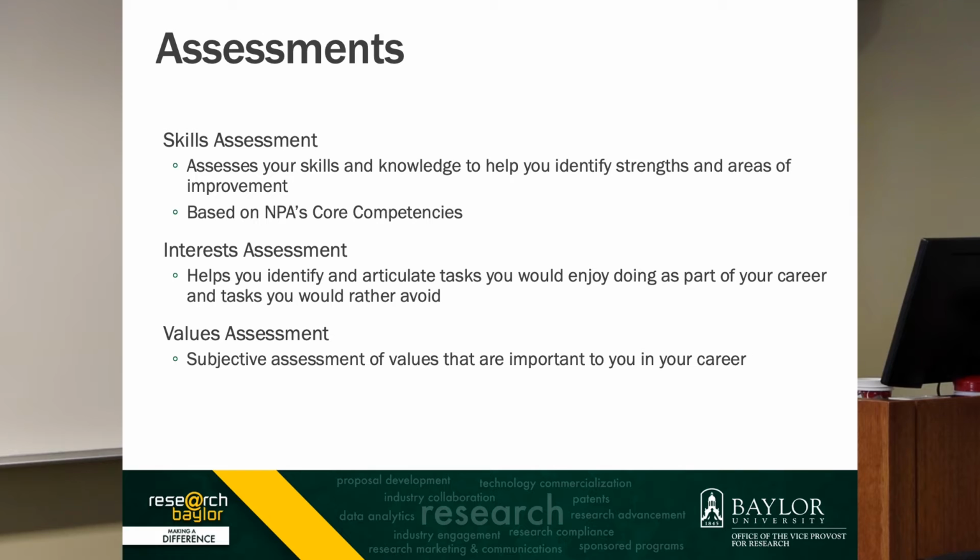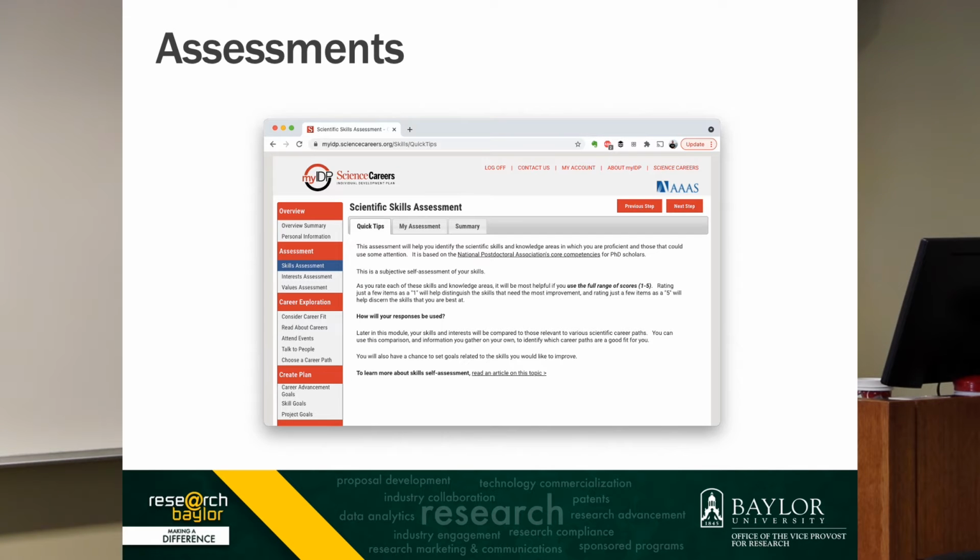So the first assessment is scientific skills, and you can see the menu right over here that shows you where those assessments are. You'll click on the tab that's marked My Assessment right next to Quick Tips on the page. That'll show you the actual questions. And once you do that, it will guide you through skills, interests, and values over there on the left-hand side.